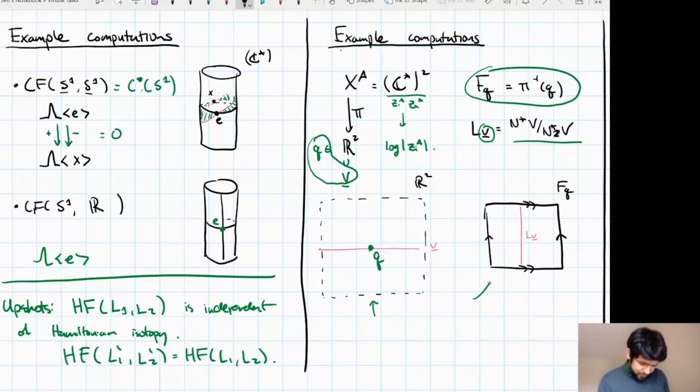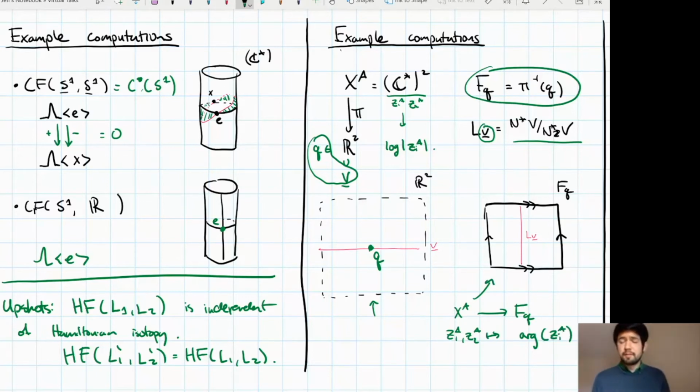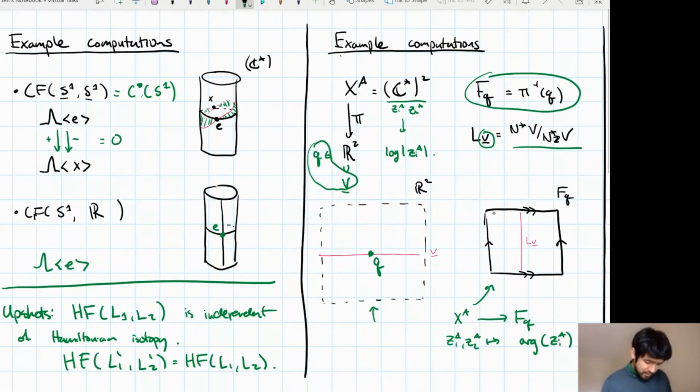The other picture which I can draw is the projection from X to F_q, which takes (z1, z2) to the arguments of each of the coordinates. And in this picture, F_q will be everything in this picture, it's the whole fiber. And the other thing that you see is that the lift of this V gets taken to the perpendicular direction, because this is a conormal construction.